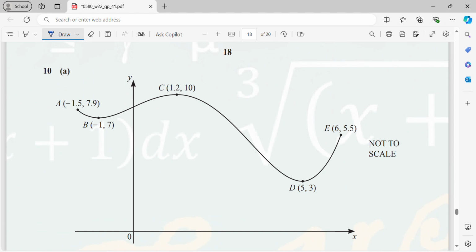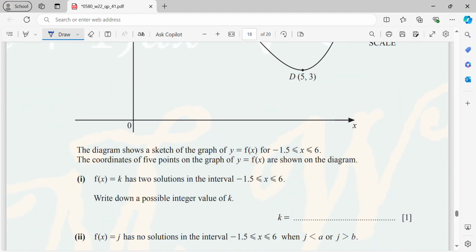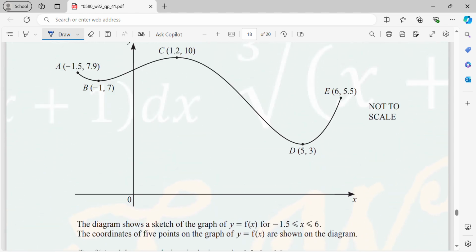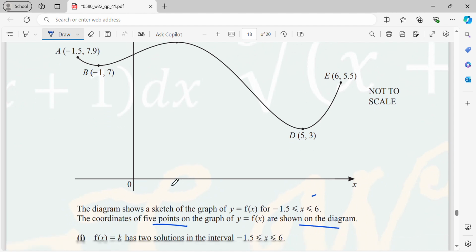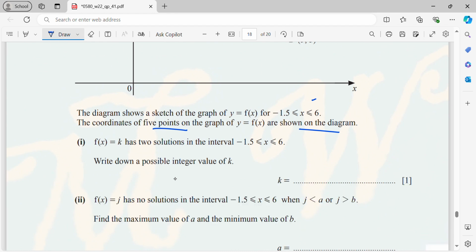Question 10a. The diagram shows a sketch of the graph y equals f(x) for x between minus 1.5 and 6 inclusive. Now the coordinates of 5 points are shown on the diagram. So you are given 5 points here. Now, first part, f(x) equals k has two solutions in the interval x between minus 1.5 and 6. Write down a possible integer value of k.